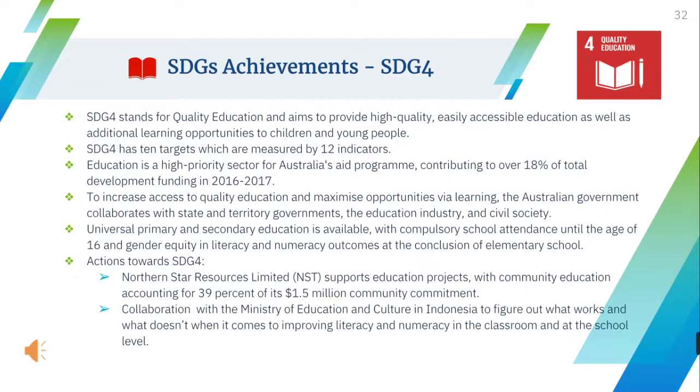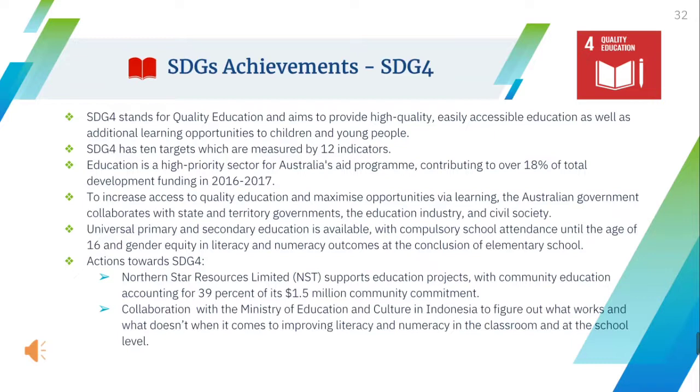Australia emphasizes the importance of high quality education in guaranteeing equal access to opportunity and social well-being for all people, regardless of their background. To increase access to quality education and maximize opportunities via learning, the Australian government collaborates with state and territory governments, the education industry, and civil society. Australia's educational system is extensive, modern, diversified, and equitable.